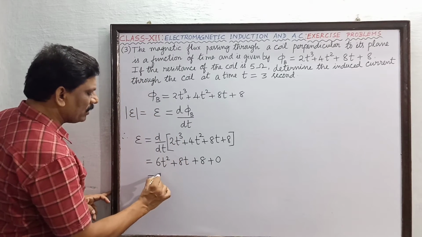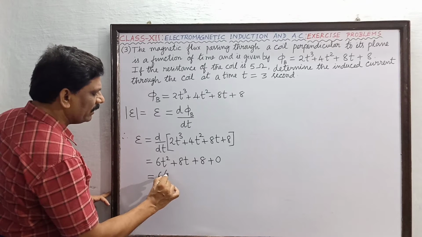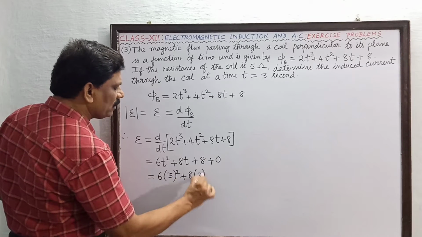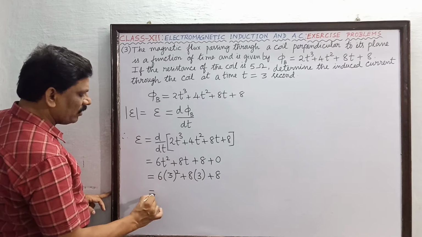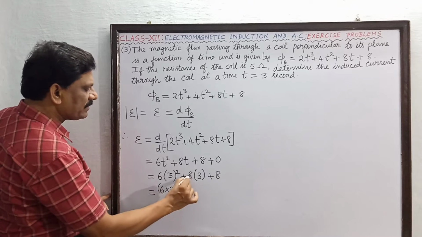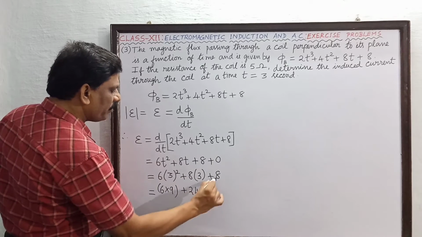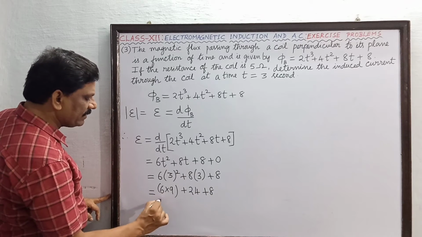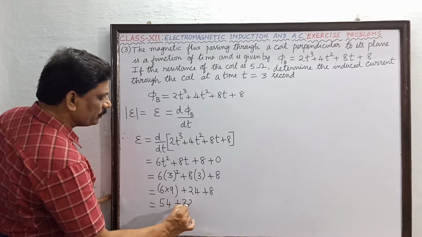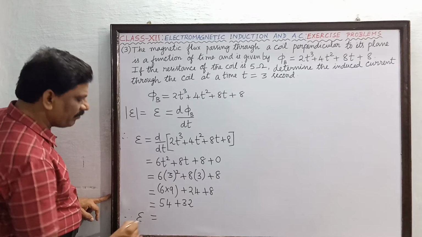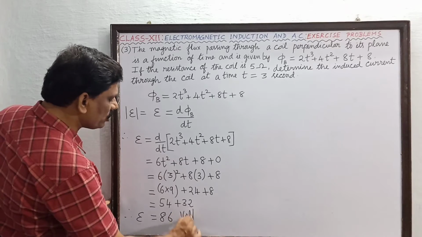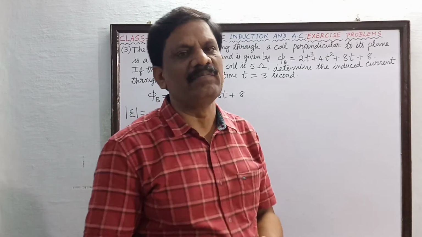So this is equal to 6 into t square, so 6 into 3 square plus 8 into 3 plus 8. So this is equal to 6 into 3 square, which is 9, plus 8 into 3 is 24, plus 8. So 9 sixes are 54, plus 24 plus 8 is 32. Therefore the induced EMF is 54 plus 32, which is 86 volt. This is the value of the induced EMF.